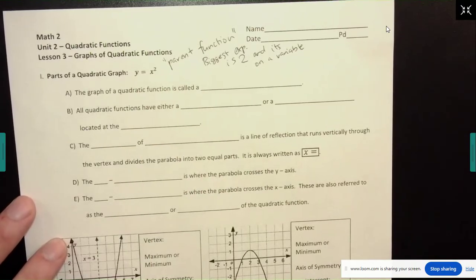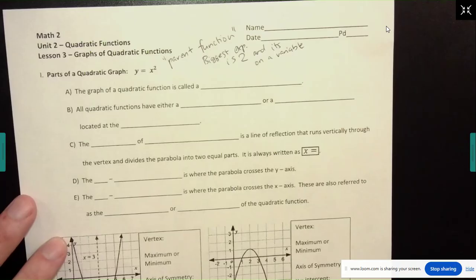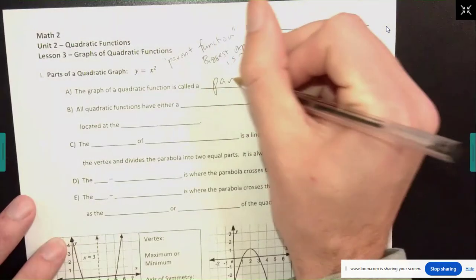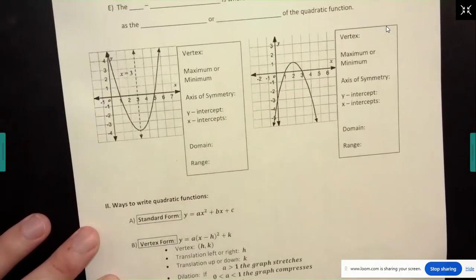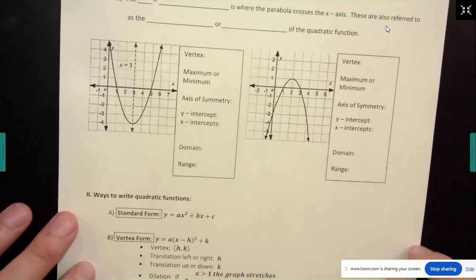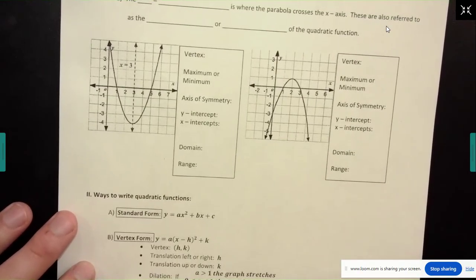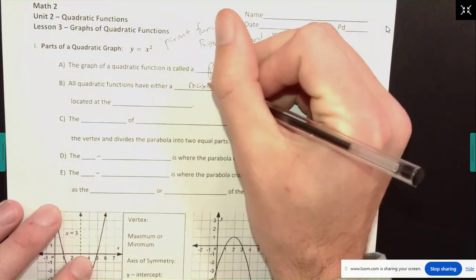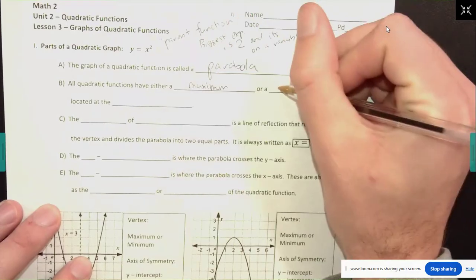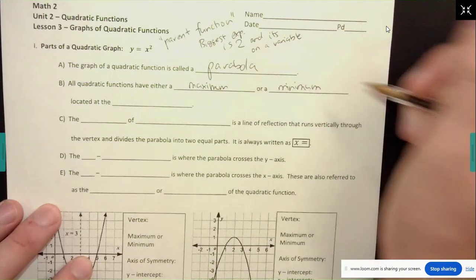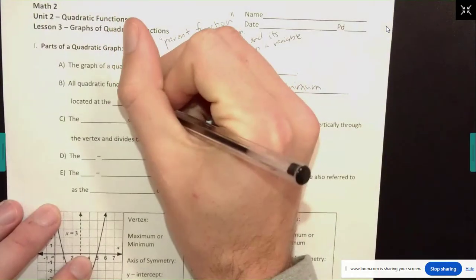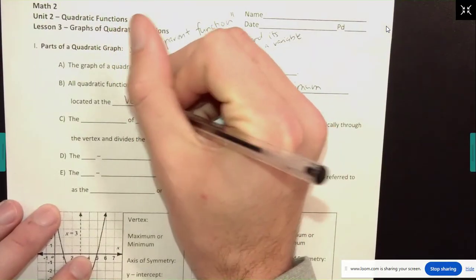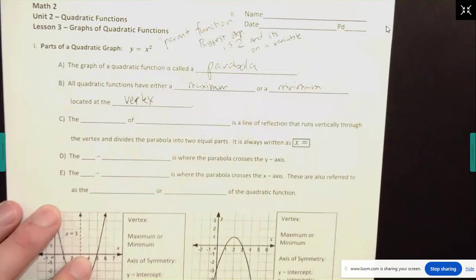Okay, so the graph of a quadratic is called a parabola. So it looks like these right here. So these are parabolas. They look like smiley faces and frowny faces. So all quadratics have a maximum or a minimum located at the vertex. So the vertex is kind of defined by being that maximum or minimum.